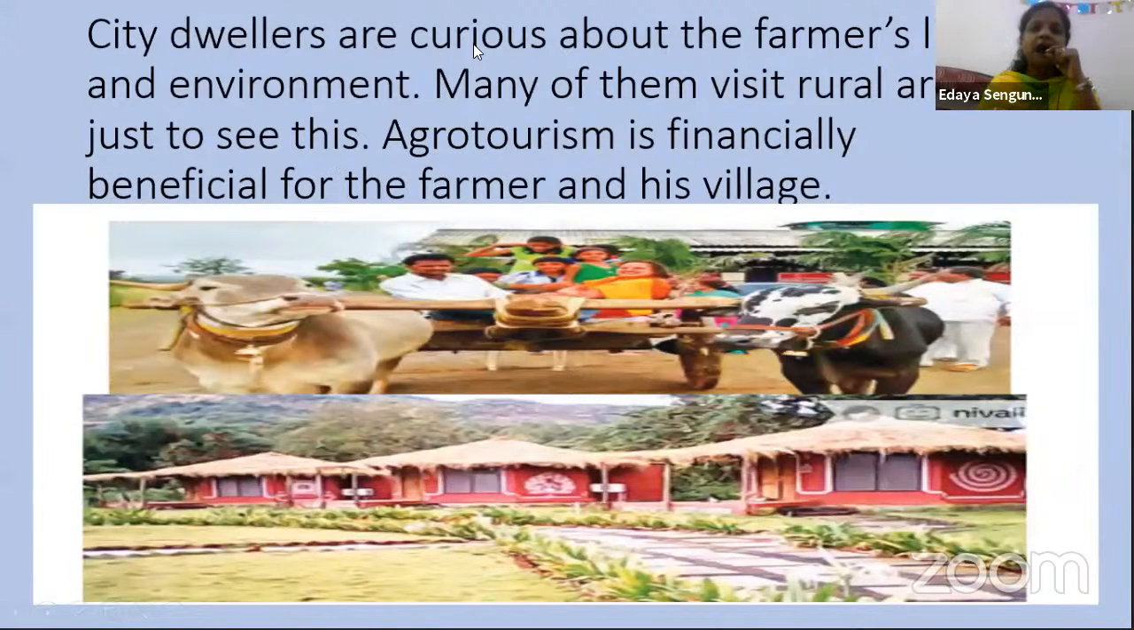City dwellers are curious about the farmer's life and environment. Many of them visit rural areas just to see this. Agrotourism is financially beneficial for the farmers and the village. Now, this agrotourism is also helping the farmer to develop his economic status. As the city people go to the villages and stay in these cottages built by the farmer, they pay the farmer for the same. So, this is developing as a business for a farmer too.